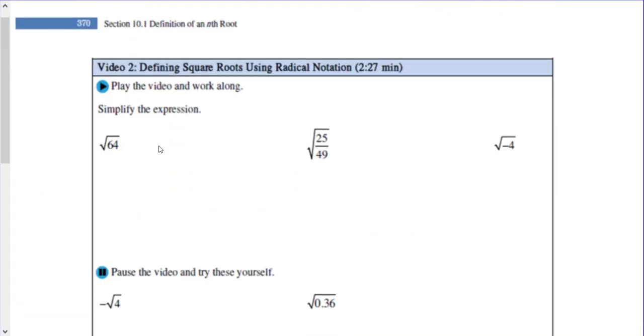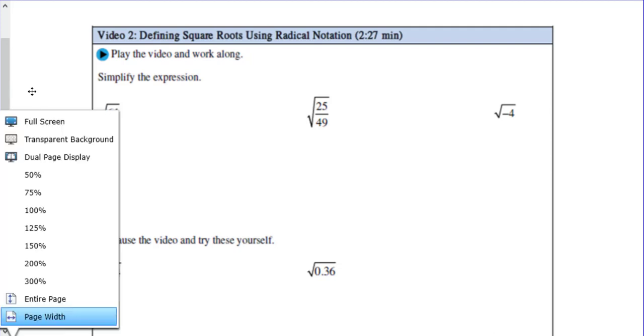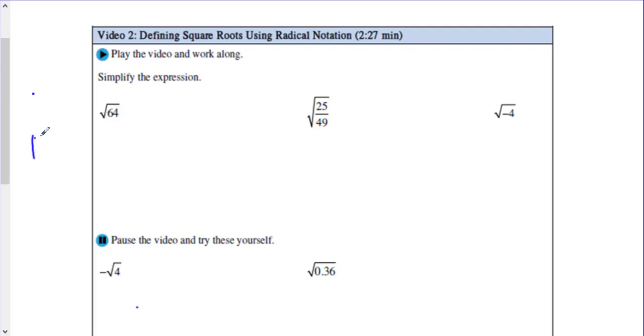Okay, let's look at the next page. Now we've got this symbol. So once we have the symbol, and I don't just give you the number, I'm looking for the positive roots once I start giving you this symbol. So if I take the square root of 64, that means I want the positive root, so I want the positive 8.